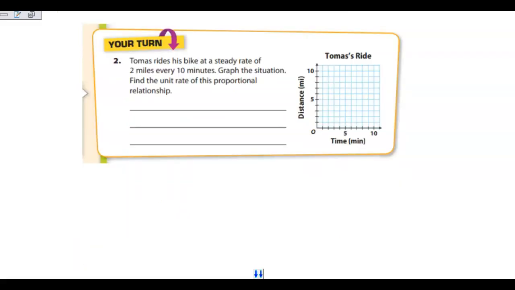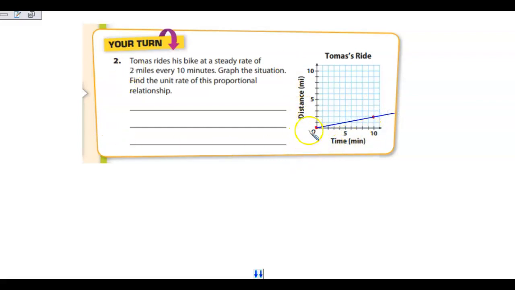Let's do your turn number 2. It says Thomas rides his bike at a steady rate of 2 miles every 10 minutes. So here's my miles, here's my minutes. We're going to find the unit rate of this proportional relationship. And there's a couple of different ways to do this. Well, first of all, if he doesn't go anywhere, it doesn't take him any time, does it? And then 2 miles every 10 minutes. So 10 minutes, 2 miles. And then I'm going to draw a line through those 2 points.